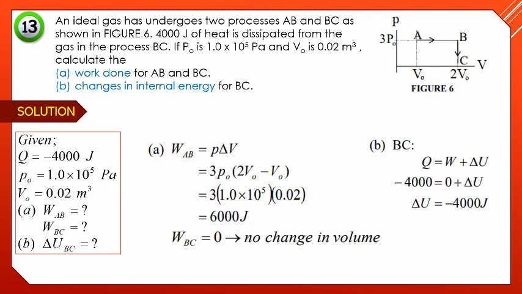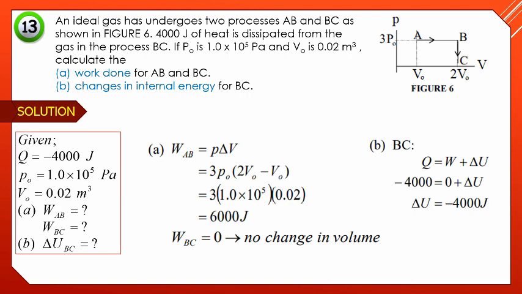To calculate the work done for the AB process, it is equal to P delta V. When we substitute in the equation, we get the work done for AB is equal to 6000 joule. Work done for BC is equal to 0 because the volume is constant.